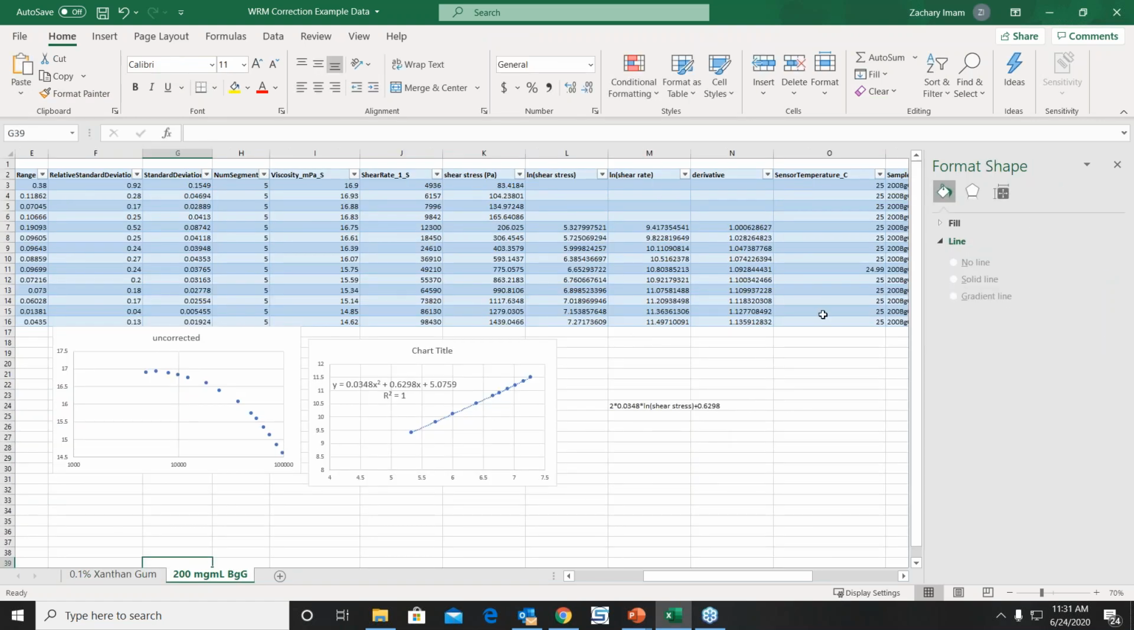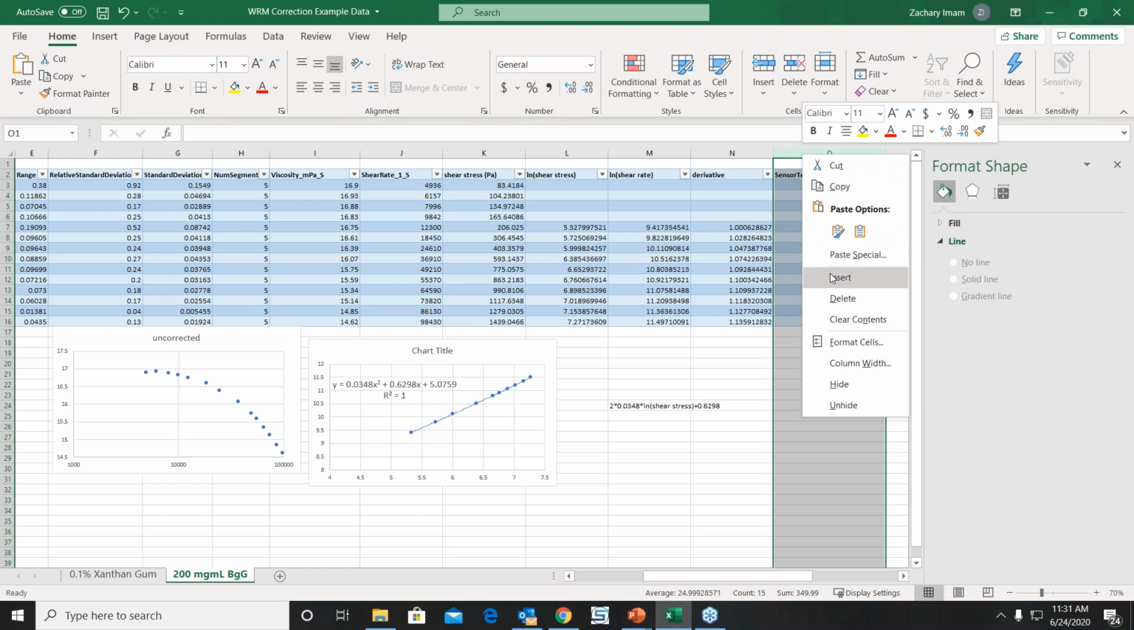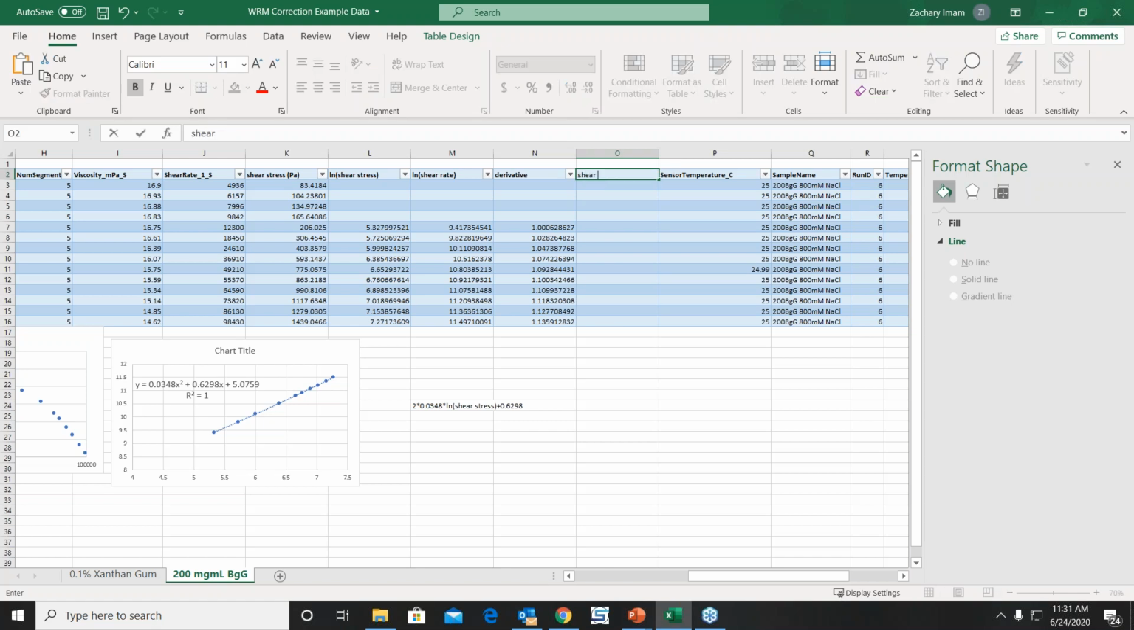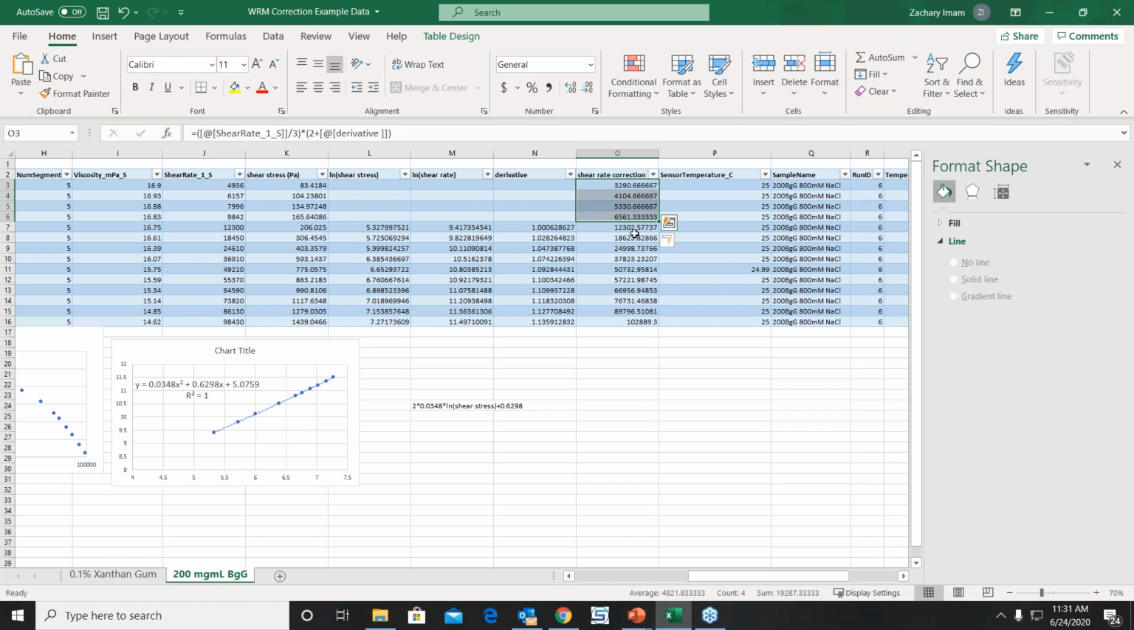So don't worry if you have negative numbers, that's fine. Just perform the derivative. And so now that we have the derivative, we can finally do the shear rate correction. All right, so we recall we need to use the apparent shear rate, so the shear rate that the instrument gave us, and then we divide that by 3, and then we multiply that by 2 plus the value of that derivative that we just calculated, and we now have the corrected shear rate.